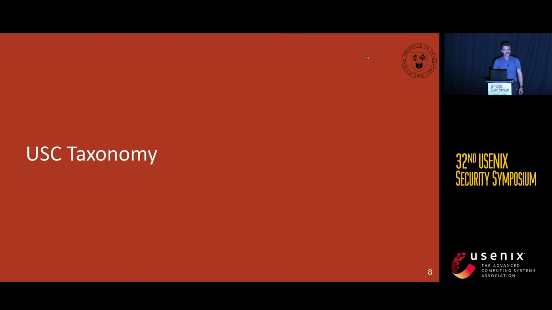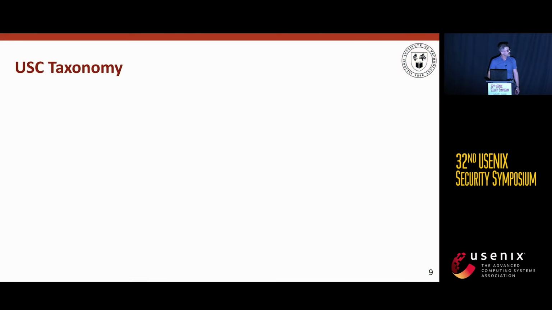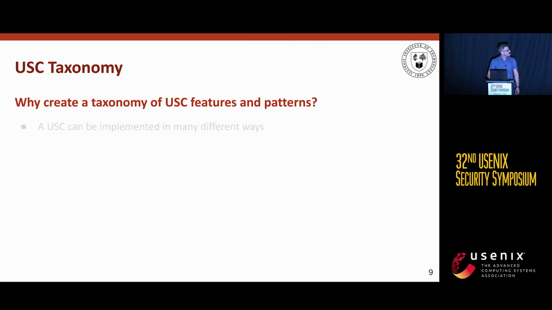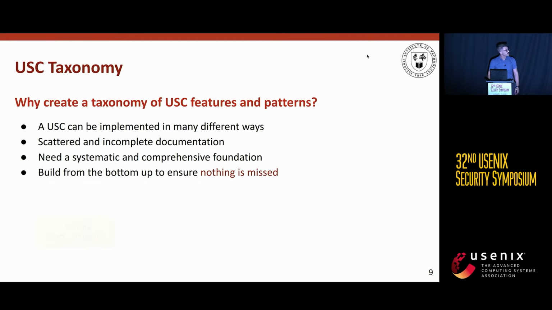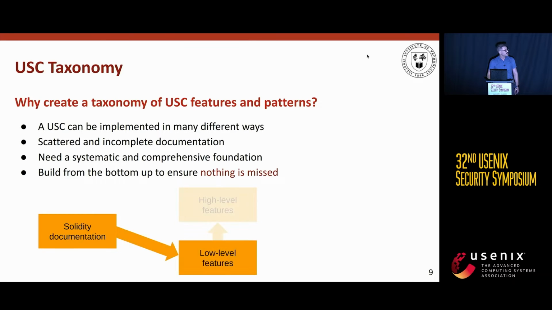So moving right along into our work, first of all, we started by creating a USC taxonomy. You might ask why we did that. Well, there's a variety of ways to implement an upgradable smart contract. All of the documentation is scattered and incomplete. And for a project like this, we really needed a systematic and comprehensive foundation so that we could build from the bottom up and make sure that we didn't miss anything.